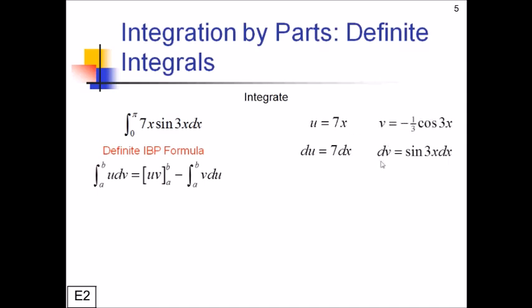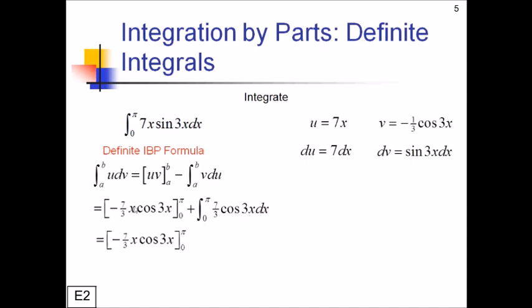Plugging everything in now. We've got, follow the 7 here, so we have negative 7x over 3 cosine of 3x. That's the uv part. And we're evaluating that from 0 to pi. Next, for the integral part, multiplying these together, we've got negative 7/3 cosine of 3x, but we're already subtracting that integral, so negative is going to be a positive integral from 0 to pi of 7/3 cosine of 3x dx.